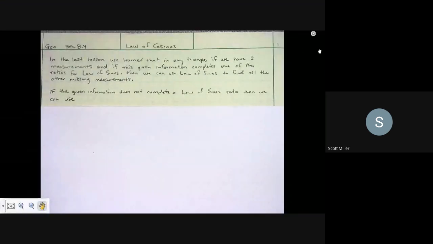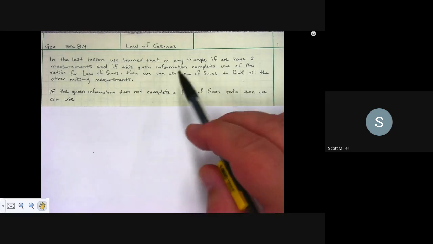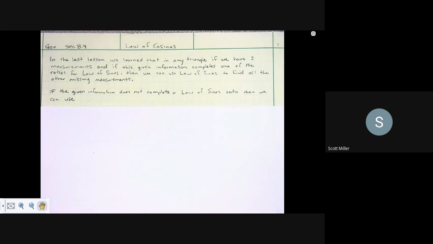Okay, so in this lesson, we're going to be looking at another tool that we can use to help us solve for triangles, lengths, and angles. In the last lesson, we learned that in any triangle, if we have three measurements, and if this given information completes one of the ratios for the law of sines, then we can use the law of sines to find all the other missing measurements.